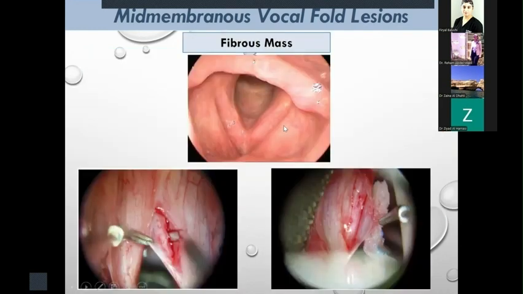And then the fibrous mass. What I mean by the fibrous mass is the accumulation of fibrous tissue in the lamina propria. Sometimes they occupy the whole length of the lamina propria, and this is a fibrous mass of the right vocal fold, and this is a fibrous mass of the left vocal fold.